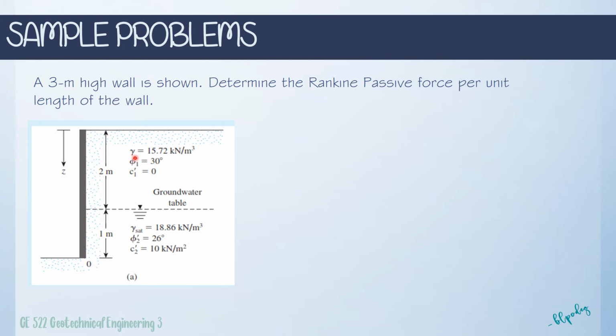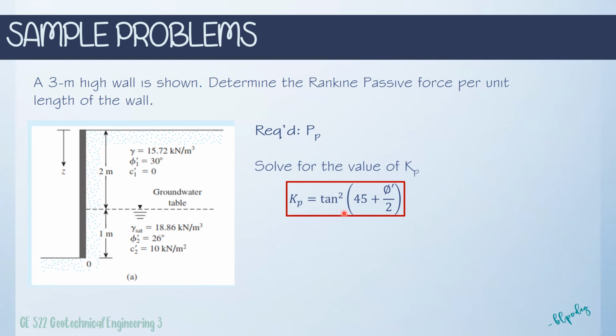Other than that, if we are to check the parameters, both soils have different unit weights, different angles of friction, and different values of cohesion. So we have here layer 1 and we have here layer 2. Thus, we have 2 values for the coefficient. So first, we have to solve for the value of the coefficient of passive earth pressure using this equation. Kp is equal to tangent squared multiplied by 45 plus the angle of friction divided by 2. So first, let us determine the coefficient for the first layer, designated as 1.